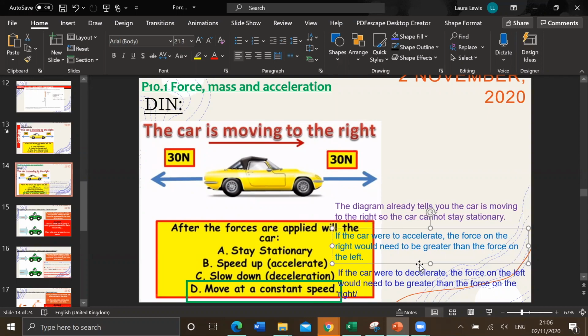Okay, so yeah, if the car was to accelerate, the force on the right would need to be greater than the force on the left. So this would need to be bigger for it to accelerate. If the car was to decelerate, the force on the left would be greater than the force on the right. So it continues to move at a constant speed.